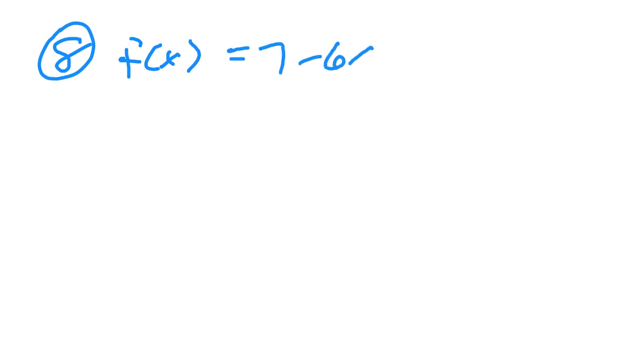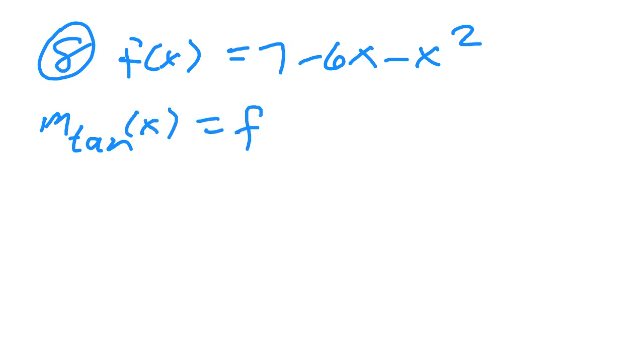All right. So this would be number 8. You can see number 8 now. Yeah. Okay, perfect. So we have f of x equals 7 minus 6x minus x squared. Basically we want to find the slope of the tangent line, and we could do it either at a particular point or at any point x. So the slope of the tangent line at any point x is just f prime of x, right? Yeah.